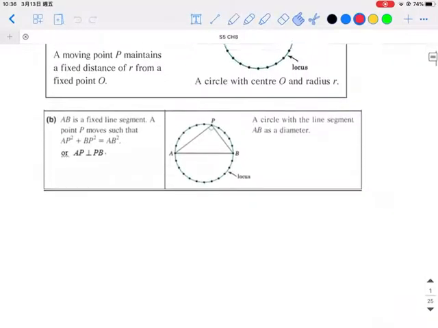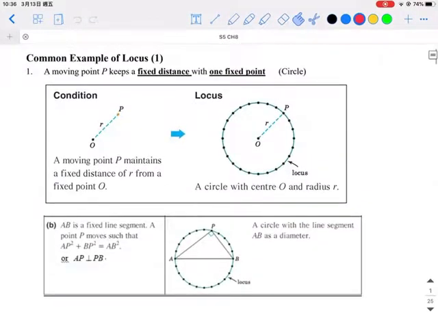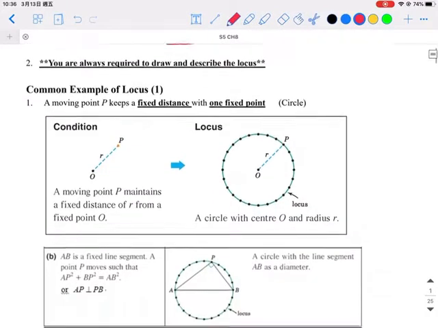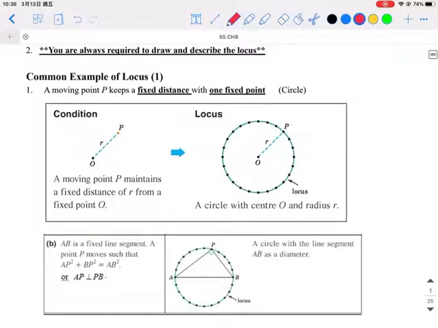Worksheet 1. First of all, you need to know the meaning of the concept of locus: it is the point that follows some special conditions. There are some different cases in locus. The first one, the keyword is a moving point P.